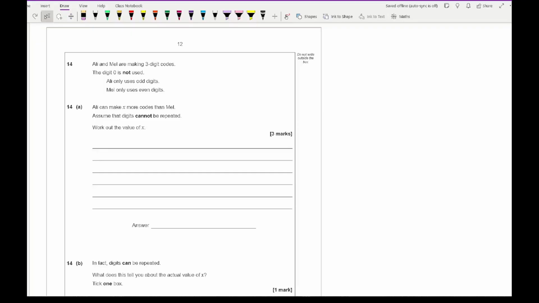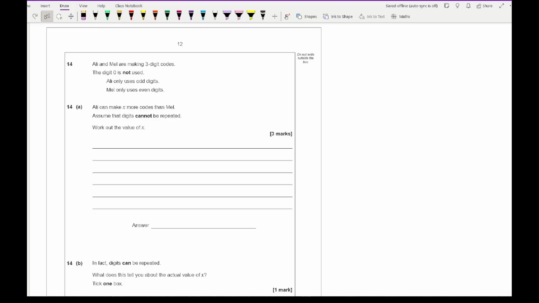Now for question 14, it says that Ali and Mel are making 3-digit codes. The digit 0 is not used. Ali only uses odd digits and Mel only uses even digits. And question 14a says that Ali can make X more codes than Mel. Assume that the digits cannot be repeated. Work out the value of X.